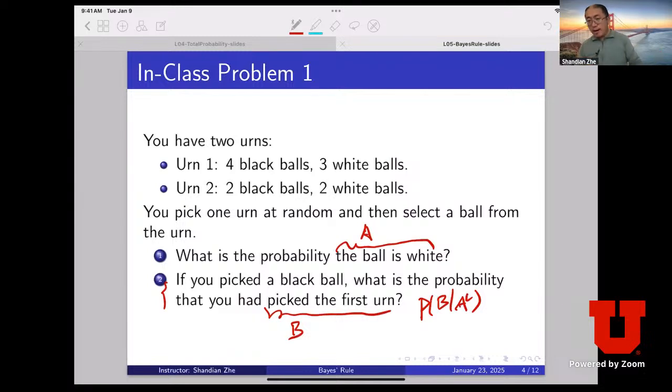Now let us look at how we are going to compute this. Of course you can use total probability or the tree diagram to calculate all of this, as we have already done before. But now let us try to use Bayes rule. First, from the setting, we know the inversion of this conditional probability: what is the conditional probability that you pick a black ball, given you pick the first urn? What's that?